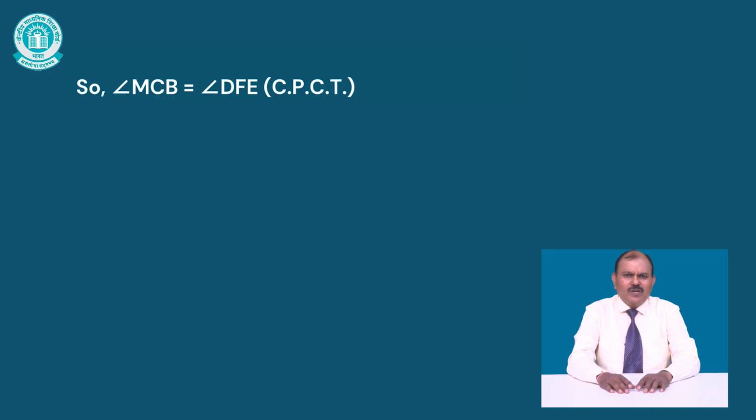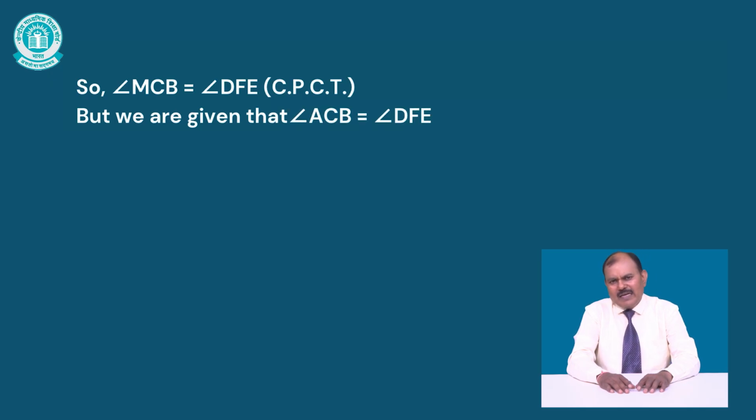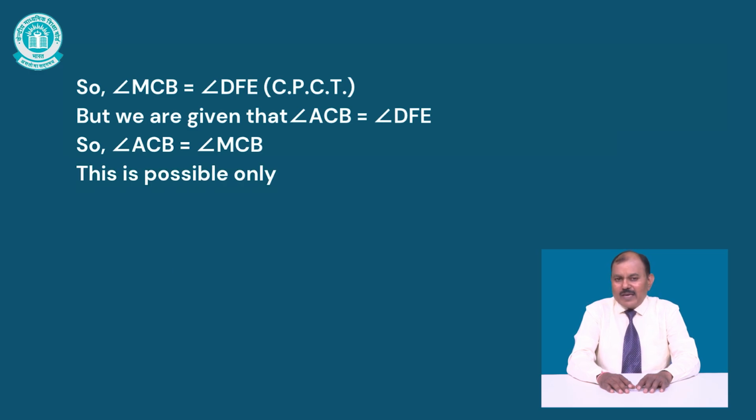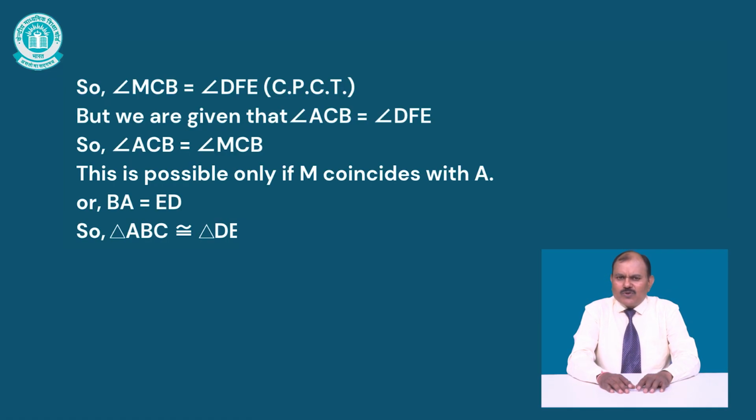So, angle MCB equals angle DFE by CPCT. But we are given that angle ACB equals angle DFE. So, angle ACB equals angle MCB. This is possible only if M coincides with A or BA equals ED. So, triangle ABC is congruent to triangle DEF by SAS axiom. Hence proved. Thus, ASA congruence theorem is proved in all the three cases.